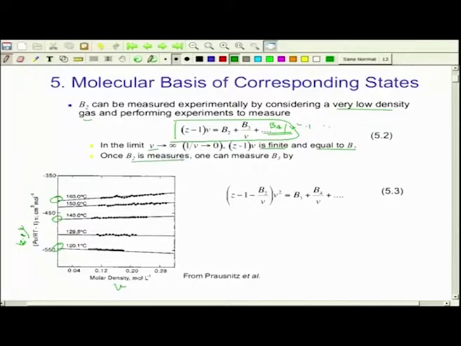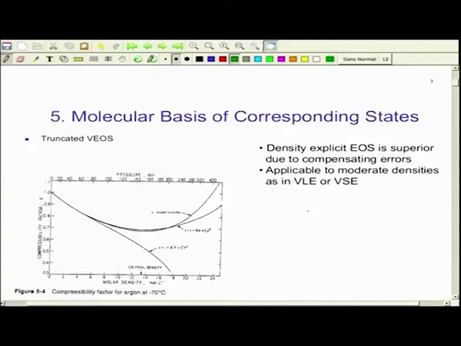Once B2 is measured, we can measure B3 by again rearranging, so you can take out the B2 here. Of course, this is only for a low density gas, and as you increase the number of particles in the cluster, there would be error associated with this approach for the higher order virial coefficients. But for B2, it turns out to be a very nice approach to obtain from this experiment. Now the question is, how good is this virial equation of state?